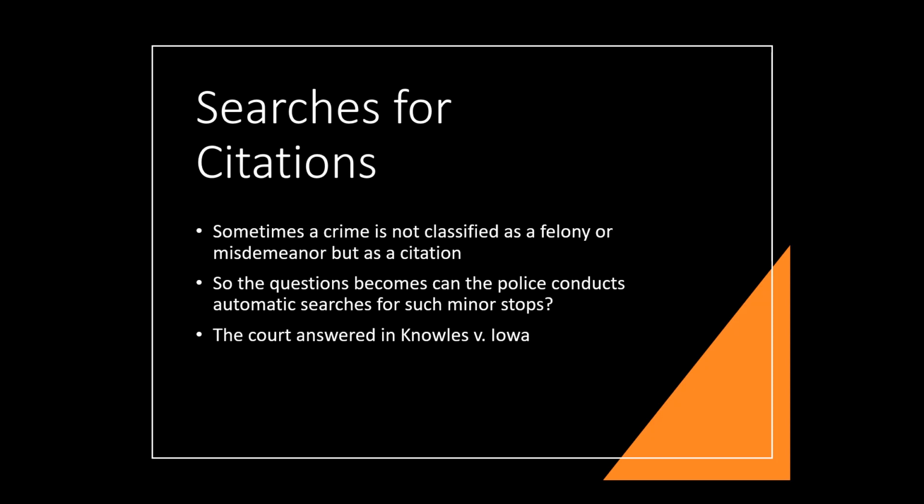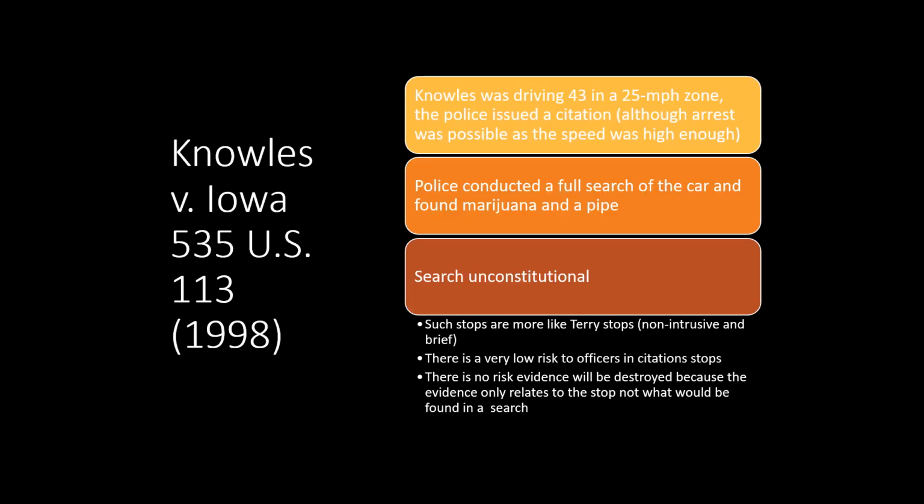And the court didn't address this till 1998. And the case is Knowles versus Iowa. So Mr. Knowles is driving 43 in a 25. And at this point, as I understand Iowa law, they technically could have arrested him, but they didn't. They wrote out a citation. But they got him out of the car, and then they searched the car. So the police conducted a full search. They find some marijuana and a pot pipe underneath the driver's seat.